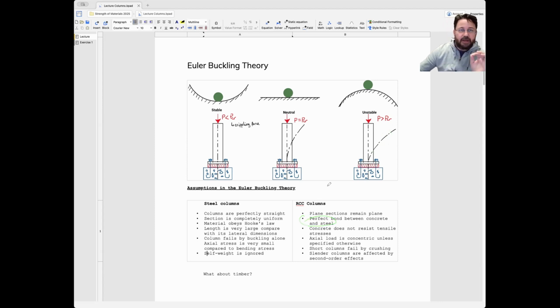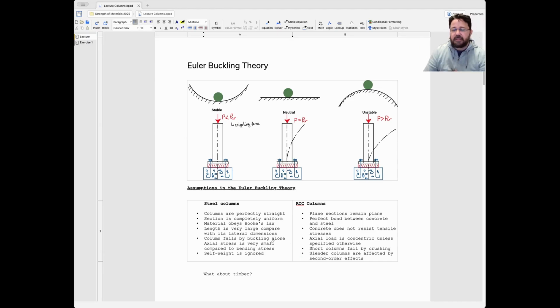They gave consideration to the slippage and the bonding between the concrete and the steel, the rebars and everything. We know that concrete is a bad player against tensile stresses; it doesn't like it. Then the axial load is concentric, which also refers to Euler. Short columns fail by crushing. If you're a good engineer, you ask, what are short columns? How short? Slender columns are affected by second order effects, which are a little bit equivalent to what Euler said.